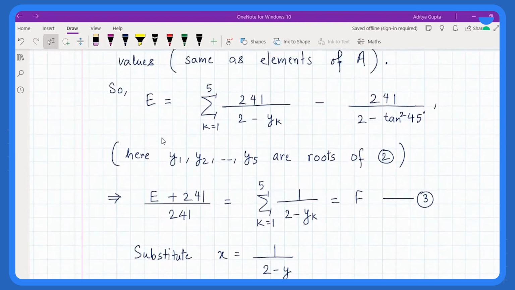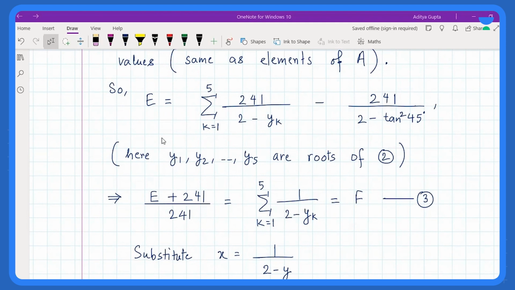So now what we have done is, clearly the value of tan square 45 is 1, right? So we have transposed that 241 to the left hand side, and we have also divided the equation by 241. Just very basic manipulation and algebra that we have done. So E plus 241 upon 241 is equal to this particular sum, which we are calling F, right?